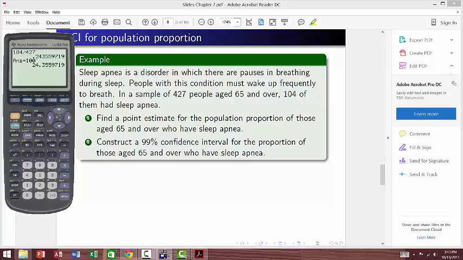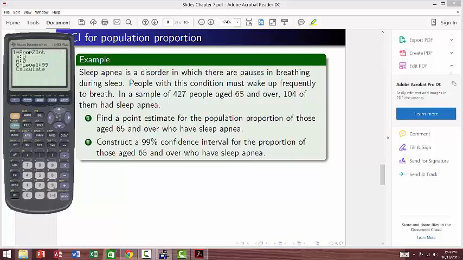So I would go to stat, test, and the command that I will be using is called one proportion z interval. If you scroll down here, we'll find it right here. One proportion z interval. At some point we will also be using two proportion z interval when we have two samples. Right here we only have one sample. Let me go back there. Stat, test, one proportion z interval.